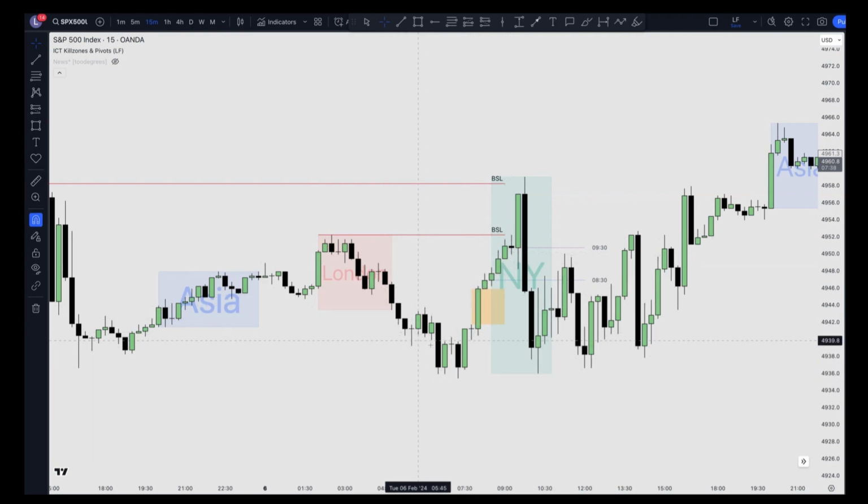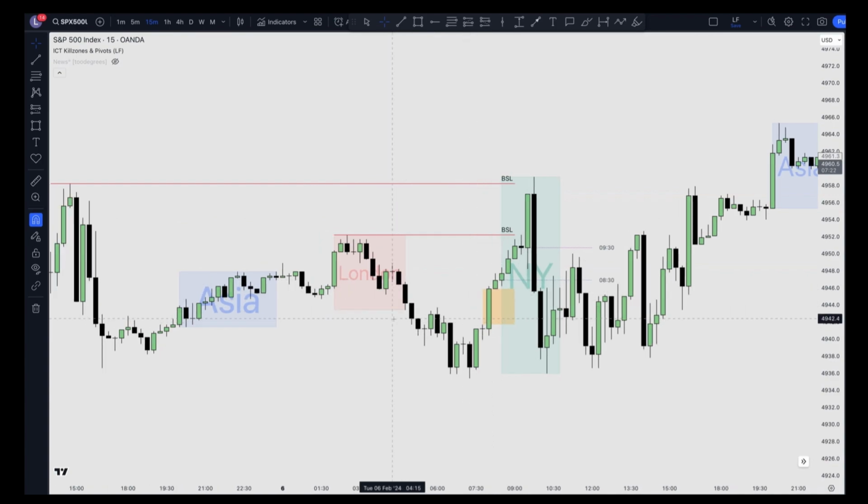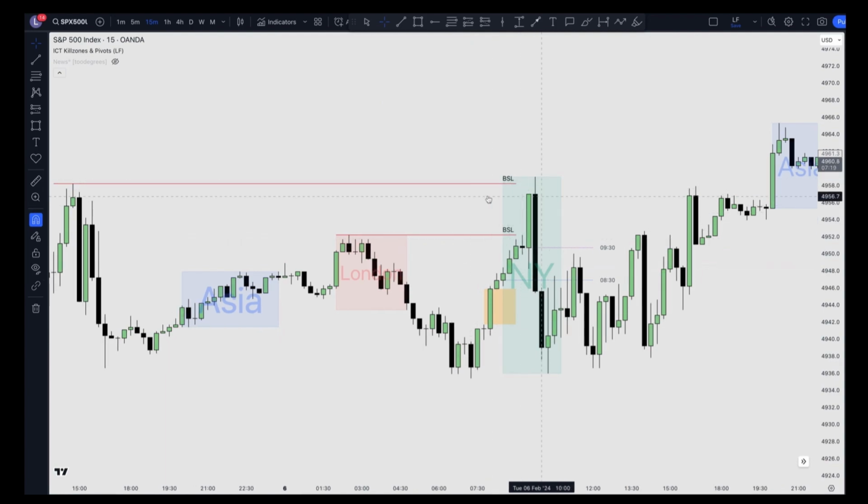So where's the draw of liquidity? The draw on liquidity, I should say. It would be towards the buy-side liquidity here. Had I taken a trade here and put my stop loss above this high, I would have been taken out. So that's why I prefer trading at the 9:30 open. That gives me visibility of where price is potentially heading.